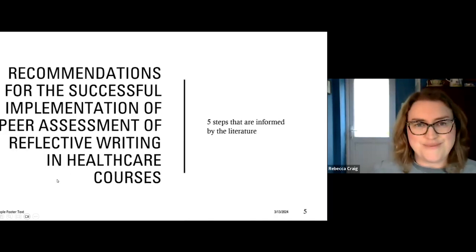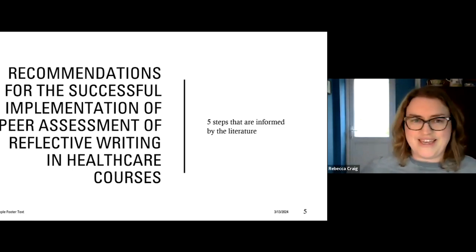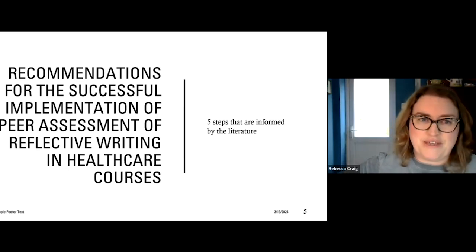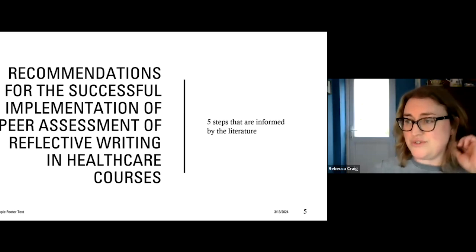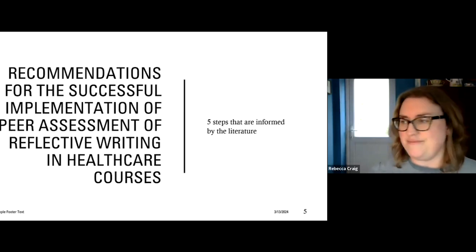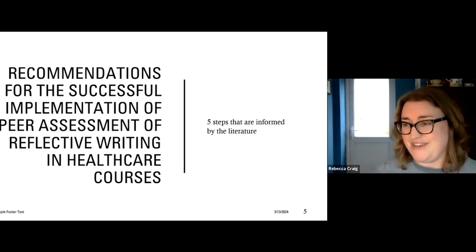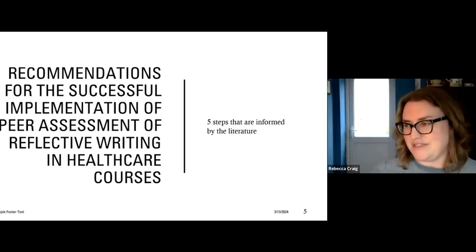I'm quite a practical person. So from this literature, I wanted to create a quick and easy user guide, so that if anyone was considering bringing peer assessment of reflective writing into their courses or modules, there would be some steps you could follow. We're working on developing our search for publication at the moment. So hopefully at some point this year or next year, there'll be an article as well that can support this work from that scoping search.